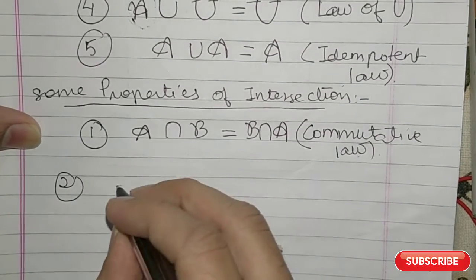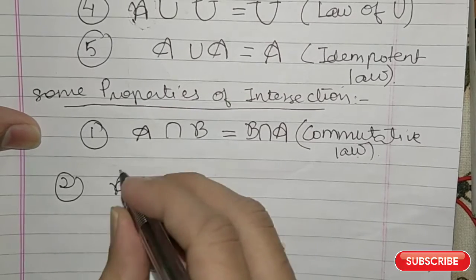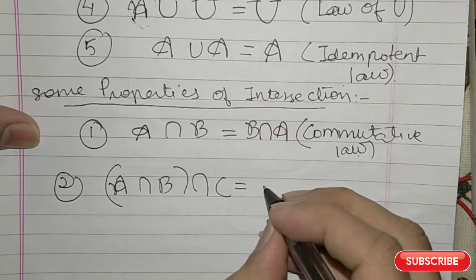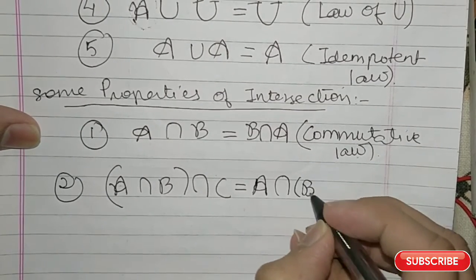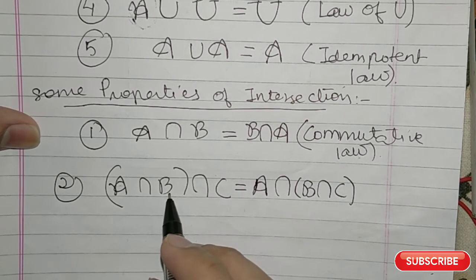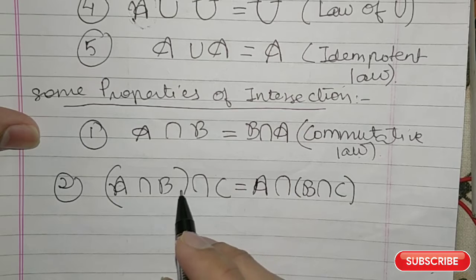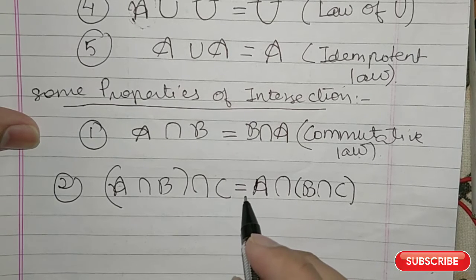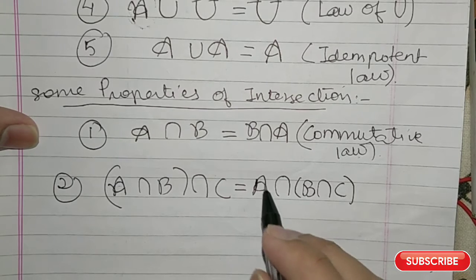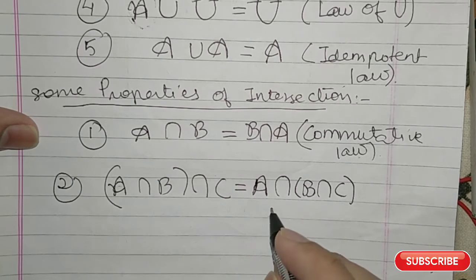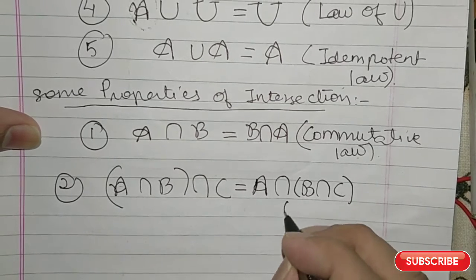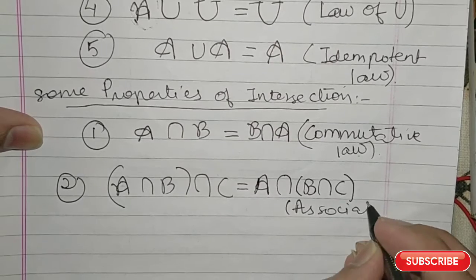Then the second is (A intersection B) intersection C is equal to A intersection (B intersection C). If you do the operation A intersection B first and then take the result intersection with C, that will be equal to taking B intersection C first and then taking the intersection with A. Whichever operation you do first, the answer will be the same. This is known as the associative law.